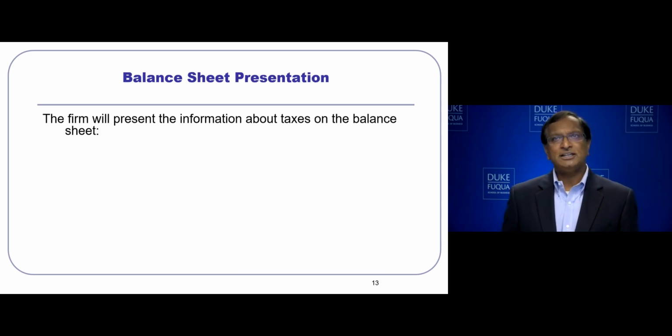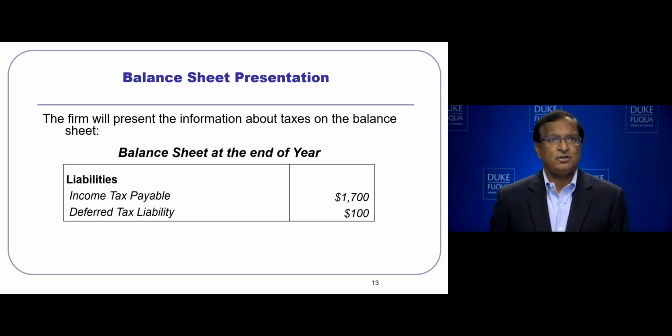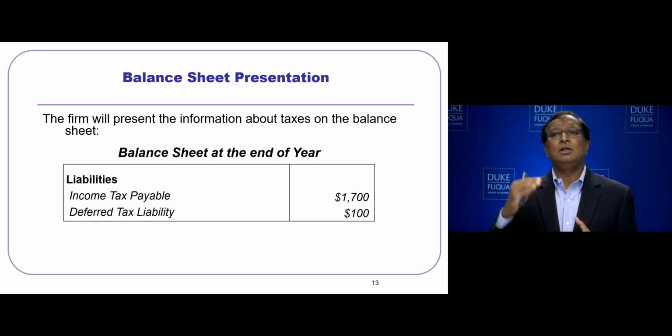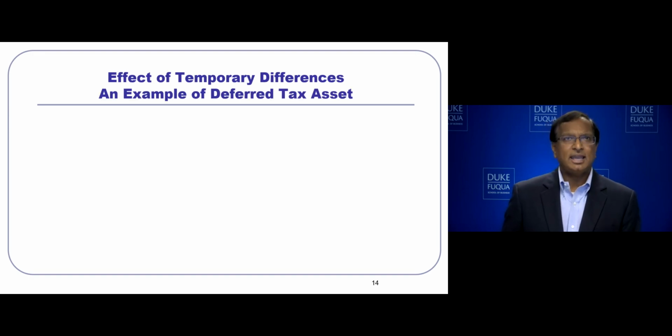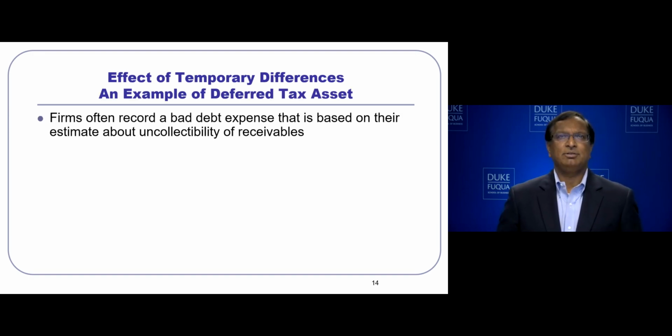Now the firm will present this information about taxes on the balance sheet as follows. So you'll have income taxes payable of $1,700 and deferred tax liability of $100. Now let's take the case of a deferred tax asset with the help of an example.